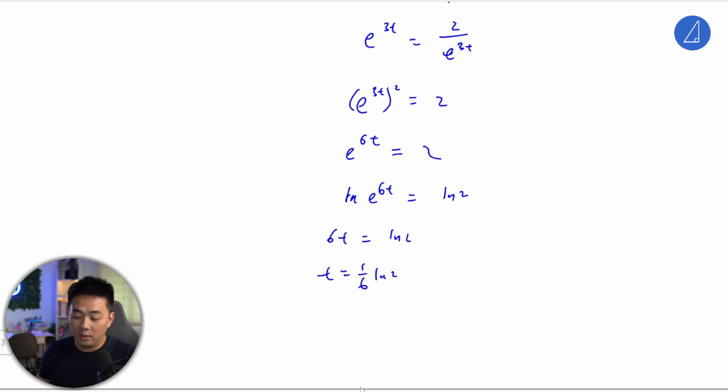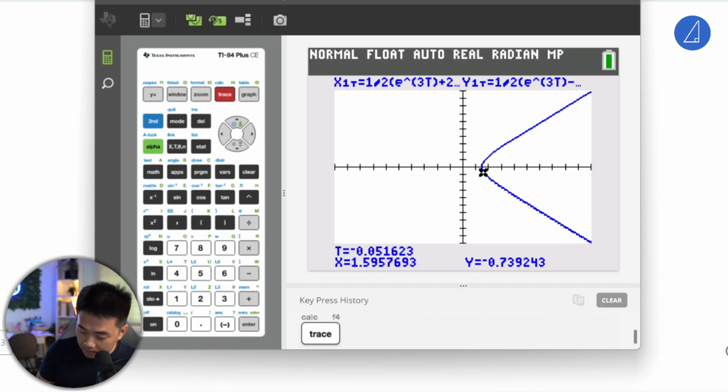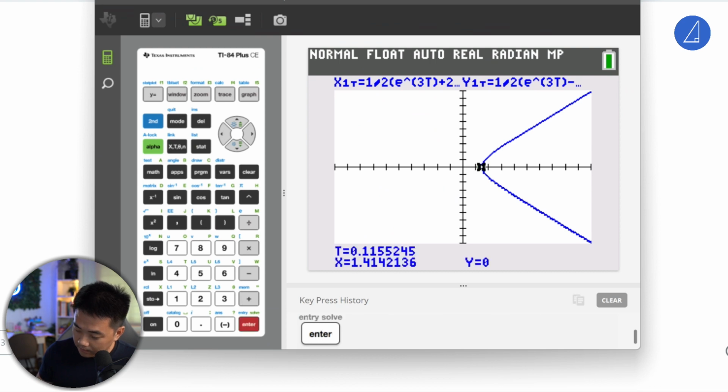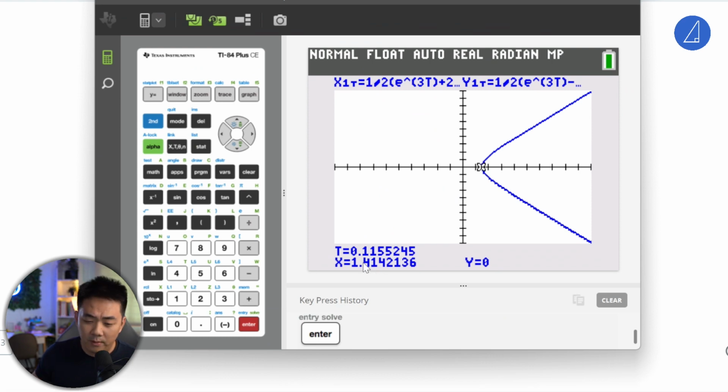So always check with a calculator whether the value that you get makes sense. In this case, you put ln 2 over 6. Hopefully you get the answer there. There you go. So you get this weird number. Not really weird, I think it seems very familiar.